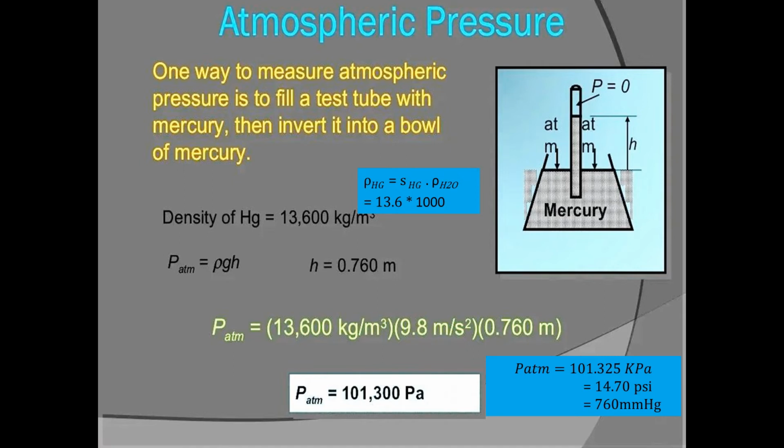Hence, this will be considered as the values for atmospheric pressure. We have 101.325 kilopascals, 14.7 psi, and 760 millimeters of mercury.